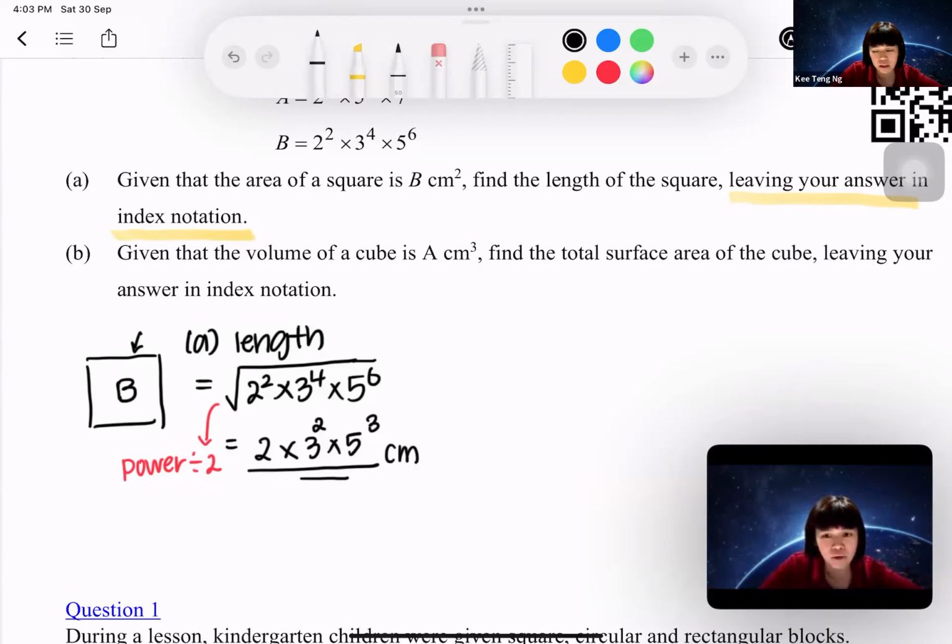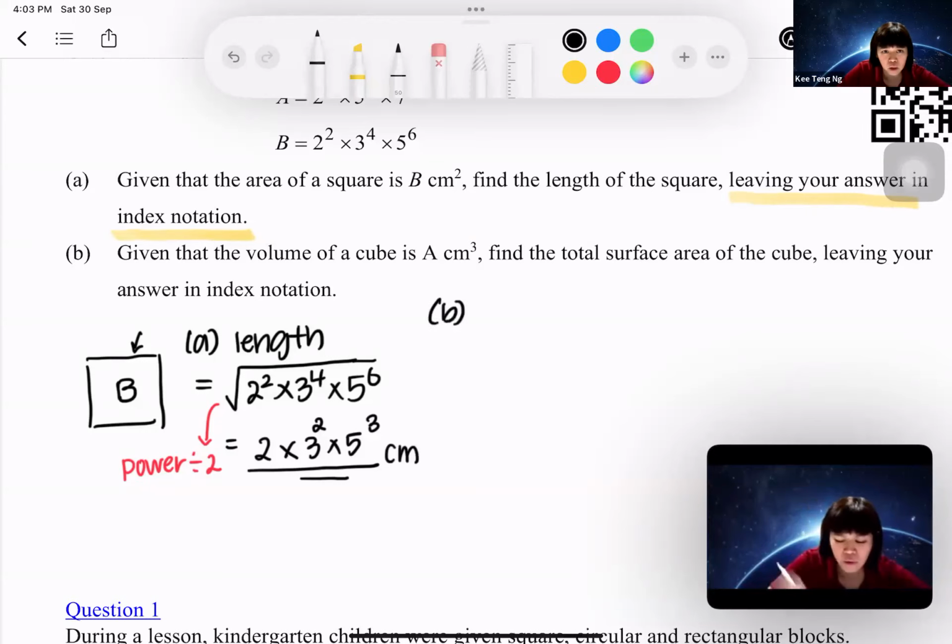Is this part of the concept okay? Can you all? Then give me a thumbs up. You understand? From area to length, we take the square root. It's the power that divides by 2. Okay, next one, part B.